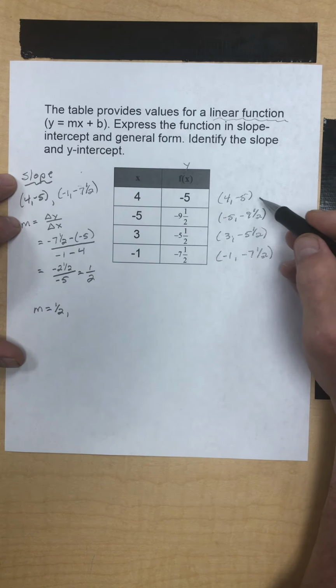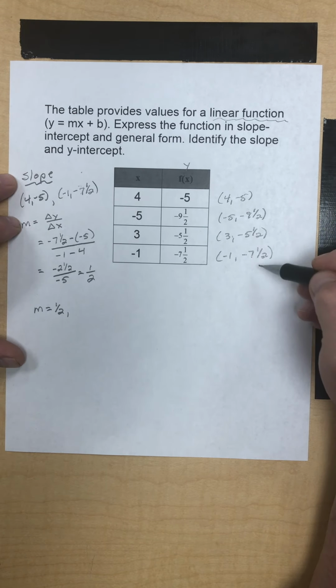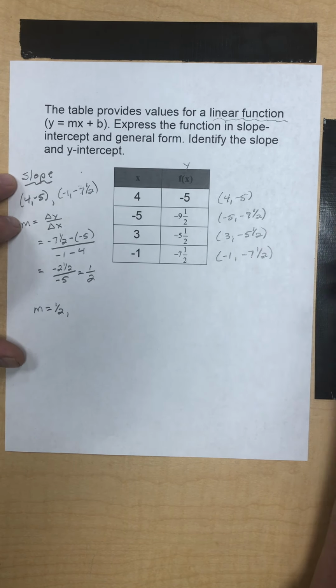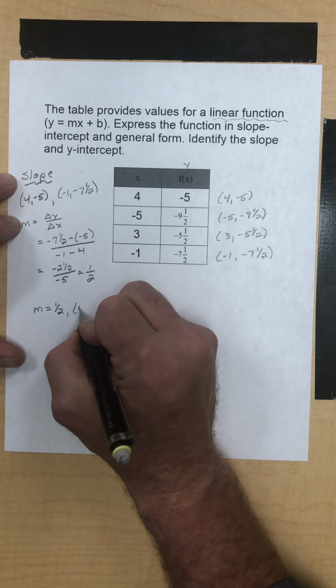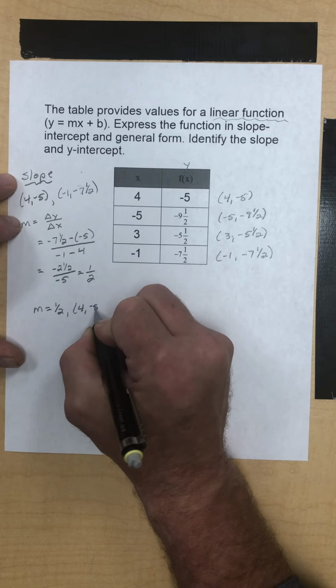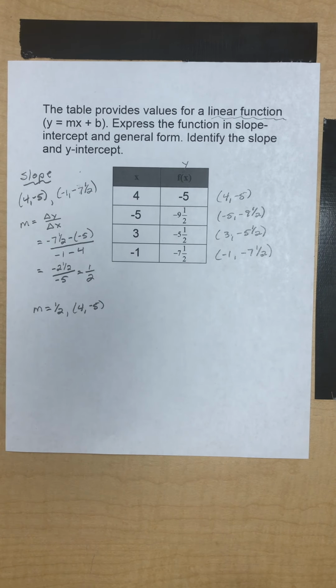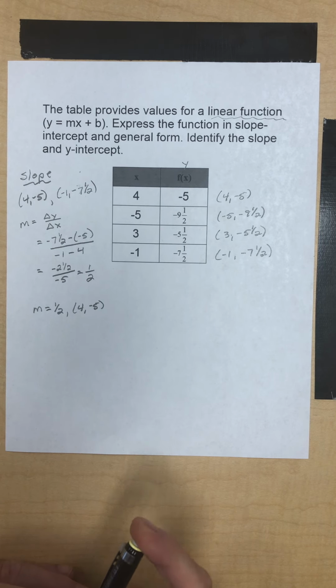And obviously I need to use one of these four points. It doesn't matter which one you choose. No matter what you do, it'll give you the same exact answer. So obviously this one is the easiest one to work with, so I'll work with (4, -5). It wants things in slope-intercept form and in general form.